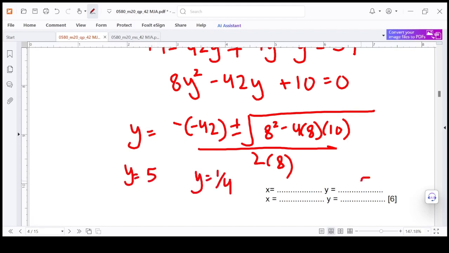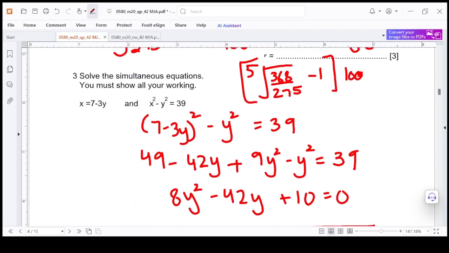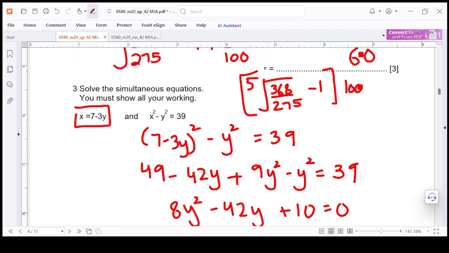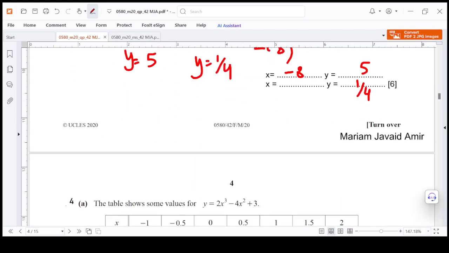Okay, so I'm writing 5 here and 1 by 4 here. Now when y is 5, plug in this 5 here and find the value of x, and similarly do so with 1 over 4. So for 5, I'm getting 7 minus 3 times 5, that's minus 8. So with 5, we get x equals minus 8. And with 1 over 4, a quarter, we get 7 minus 3 times 0.25. It's 6.25. These answers are correct. Okay, moving on.